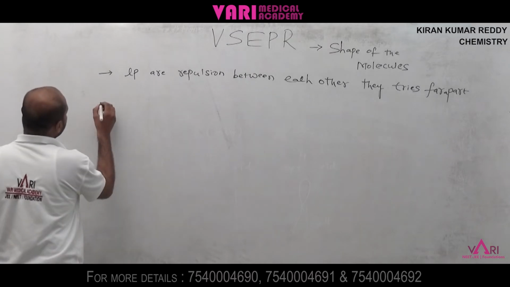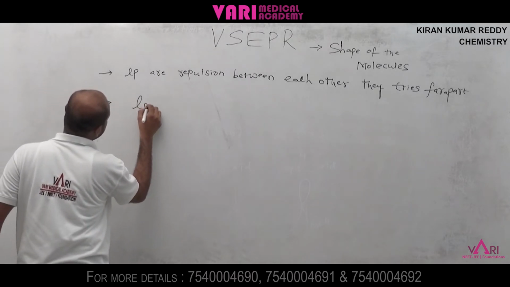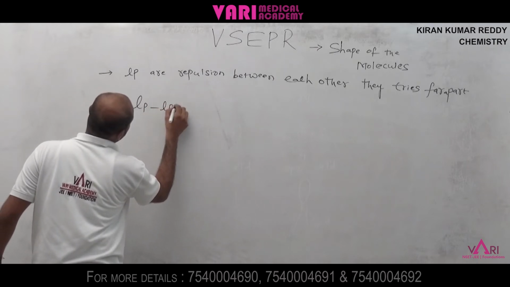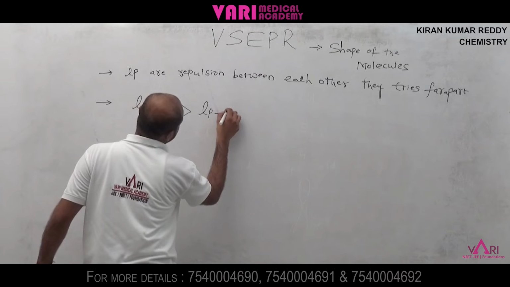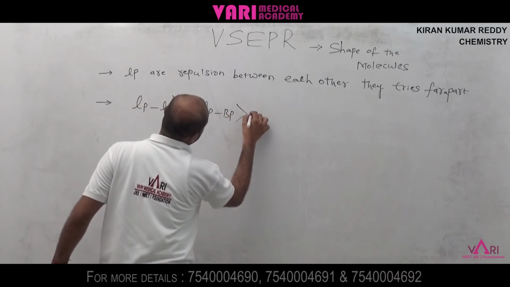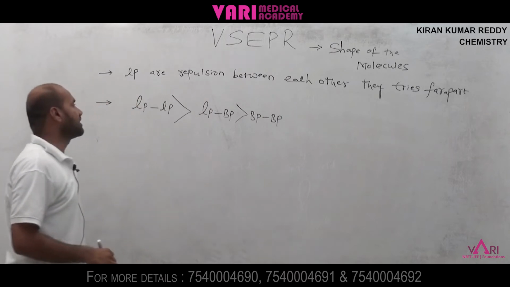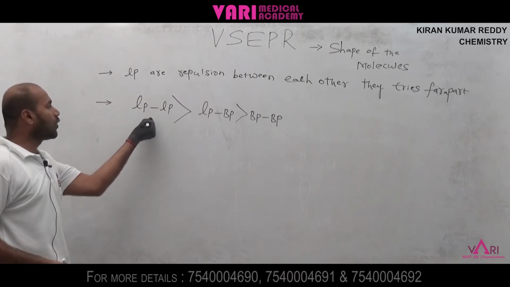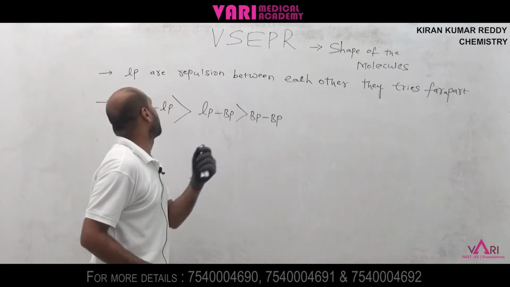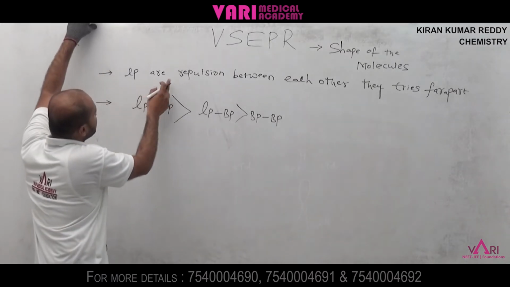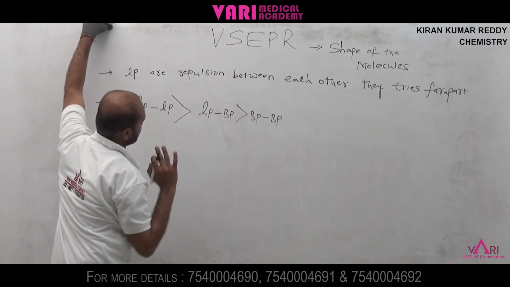Next, the different types of repulsions. Lone pair-lone pair repulsions are the most. Then lone pair-bond pair repulsions, and next is bond pair-bond pair repulsions. What is the order of repulsion? Lone pair-lone pair has the most repulsion, then lone pair-bond pair.